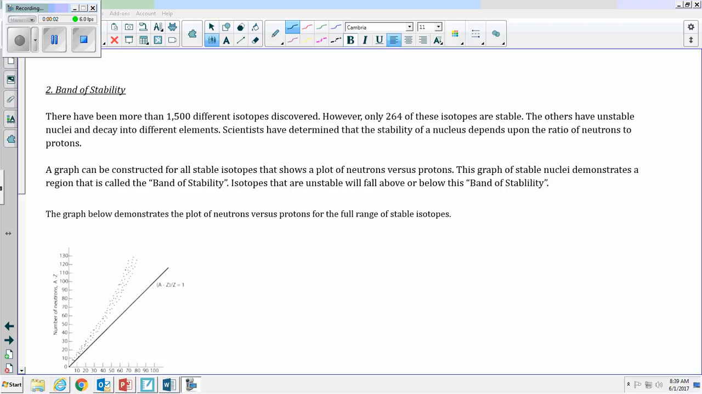This is Mrs. Peck showing you how to fill in page 7 and the top of page 8 of your notes on Unit 12.